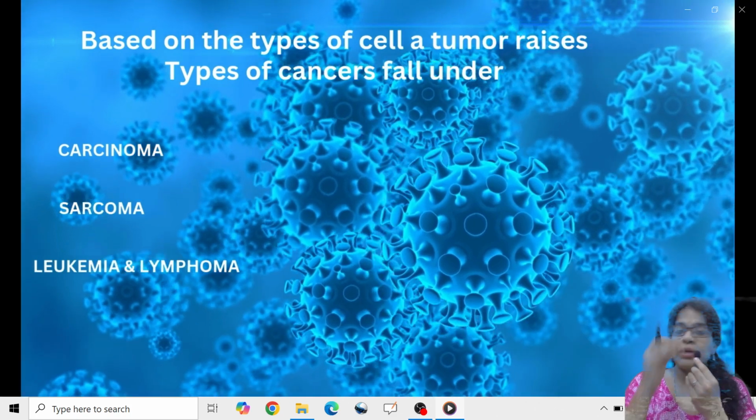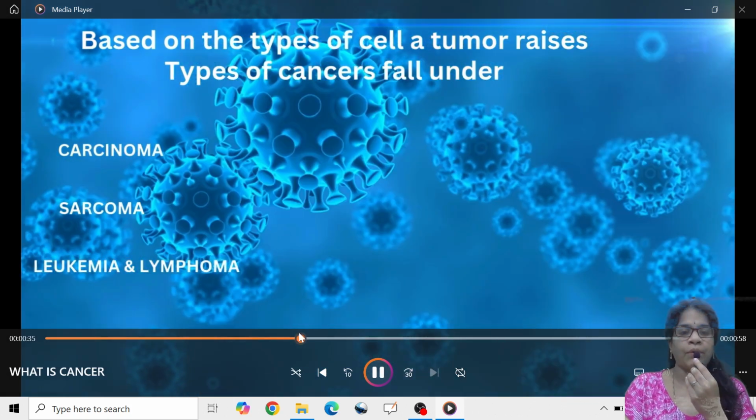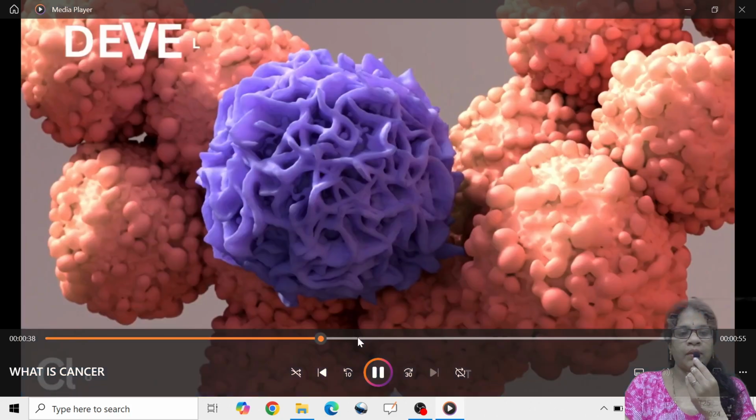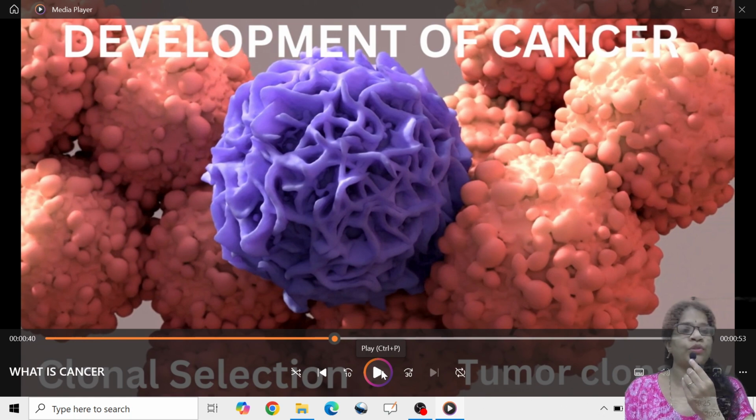Okay, now let's see in detail about the development of cancer. So in this class I am restricting to the basics. Next class I'll talk about the proto-oncogenes, and which type of virus attacks which part. I will talk in detail anyway in the next class. So in this class let's talk about the development of cancer.